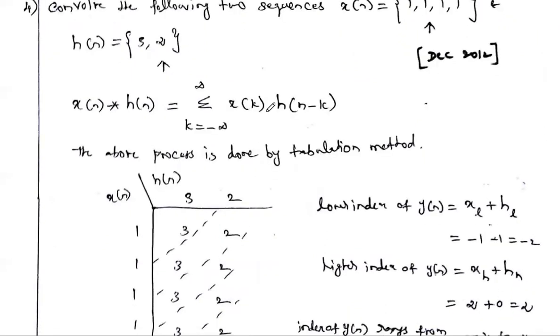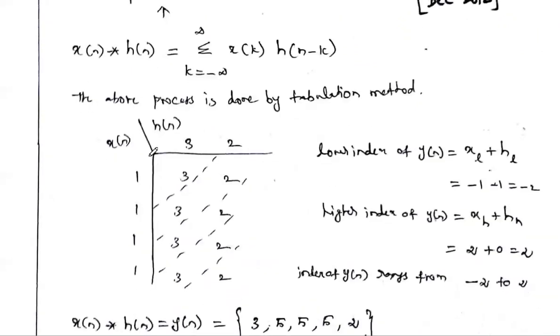First, you have to write x of n on one side and h of n on the other side. You may write h of n here and x of n here also; we will get the same answer. So x of n is four ones, h of n is 3 comma 2. If you multiply 1 with this element, we will get 3 2, 3 2, 3 2, 3 2. Then you just divide diagonally. So dividing diagonally, first one element, then two elements, then 2 2 1.